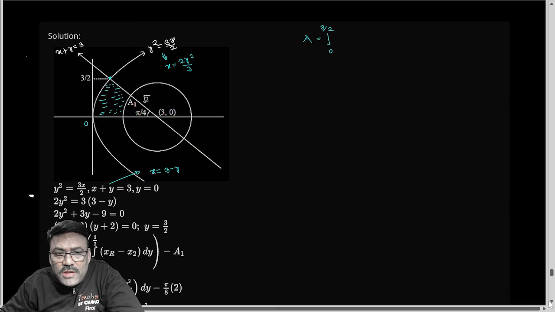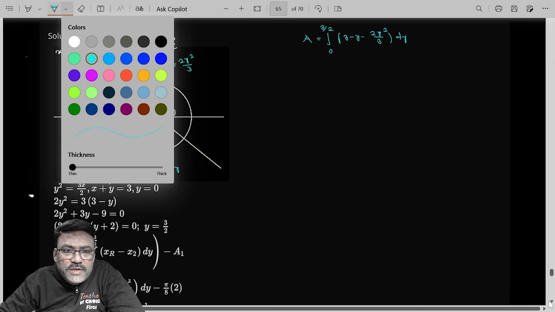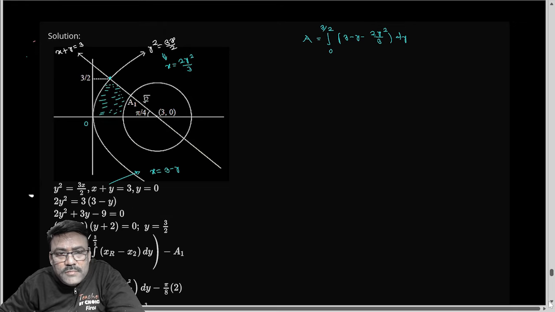So the area between the line and the parabola from 0 to 3 by 2 can be written as right minus left, where right is the line and left is the parabola. So right is 3 minus y and left is the parabola, 2y square by 3, dy. But when I write this area, this area is also included, but I don't need this area. So I will subtract this area.